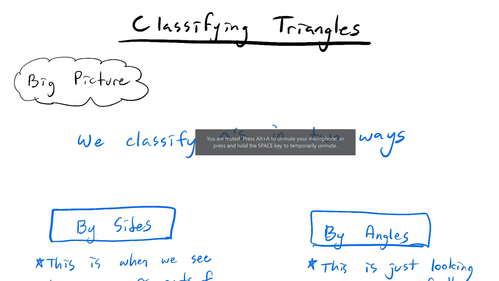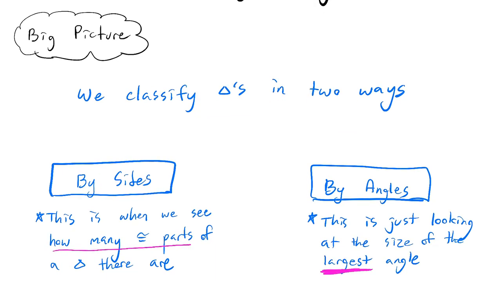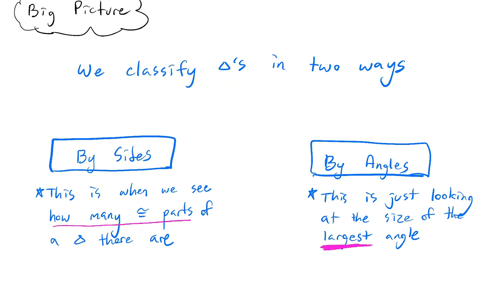Let's do this. Okay, so all we're doing here is classifying triangles. So this is a pretty short video. Really, there's only one big idea here, and that's that we can classify triangles in two different ways. It's essentially by their largest angle size. So does it have one big angle, one right angle, or are all the angles small? That's the big idea for angles.